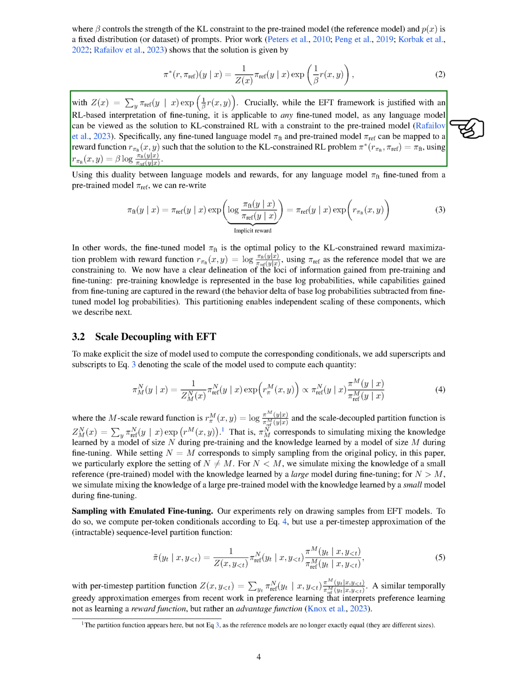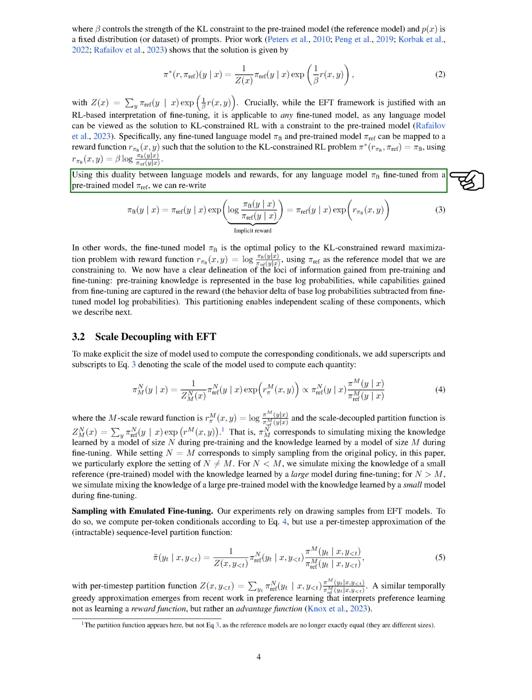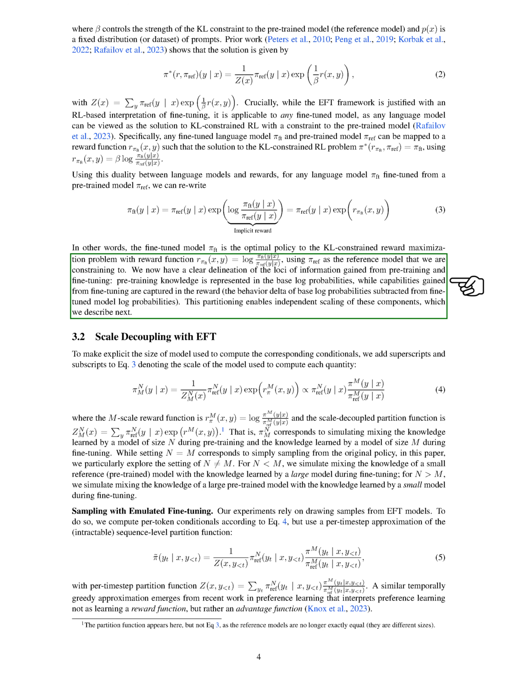This is because any language model can be seen as a solution to this RL problem with a constraint to the pre-trained model. In fact, any fine-tuned language model and pre-trained model can be mapped to a reward function. Using this relationship between language models and rewards, we can rewrite the fine-tuned model as the best solution to a reward maximization problem with a constraint to the pre-trained model. This gives us a clear separation of the knowledge gained from pre-training and fine-tuning. The knowledge from pre-training is represented in the base log probabilities, while the skills gained from fine-tuning are captured in the reward. This separation allows us to scale these components independently, which we'll discuss next.